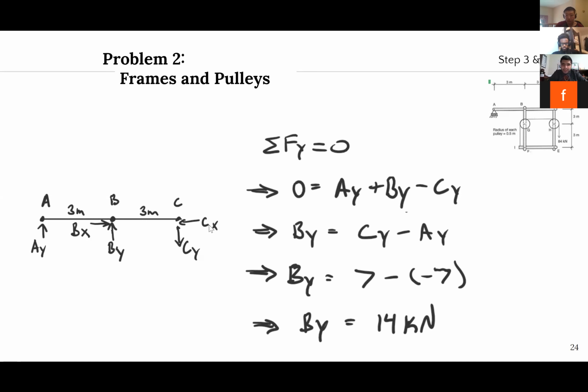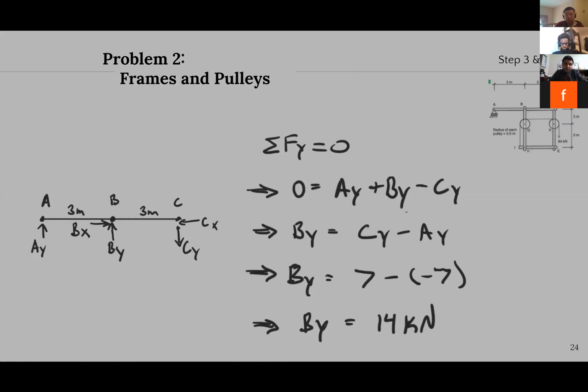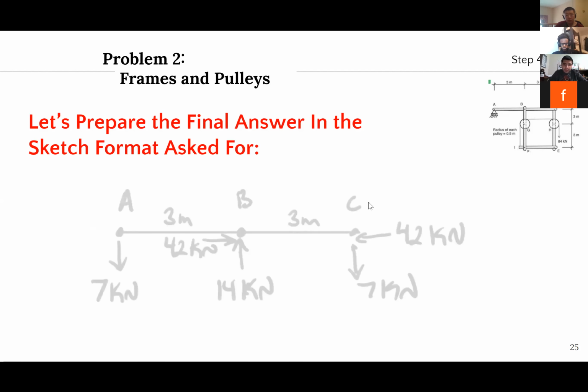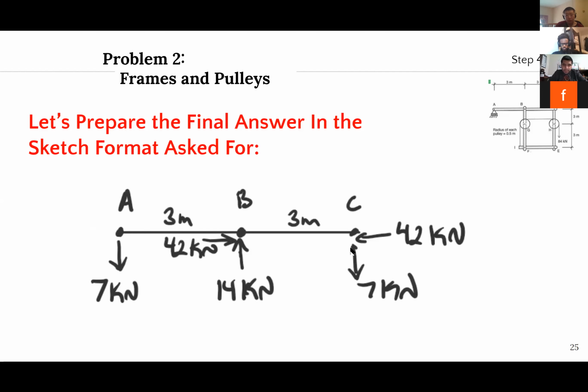But if we leave our answer just like this, you'll only get, I think, 8 out of 12 marks. That's because they want the sketch for the final answer. So all that means is we're just going to redraw our answer in the sketch format asked for. So we have our sketch with the forces at each point pointed in their positive directions.